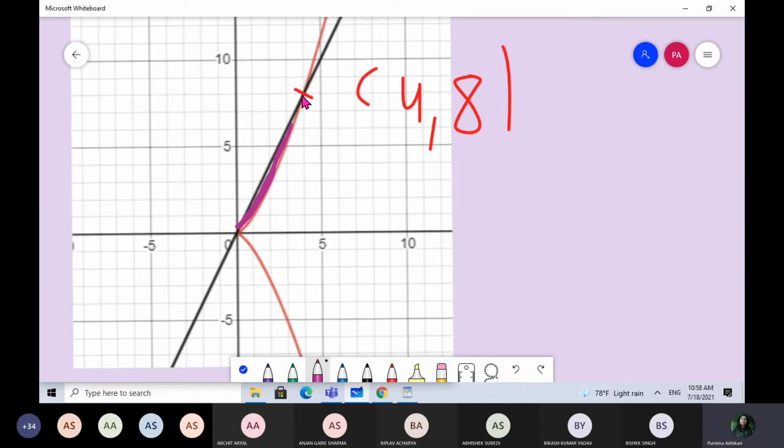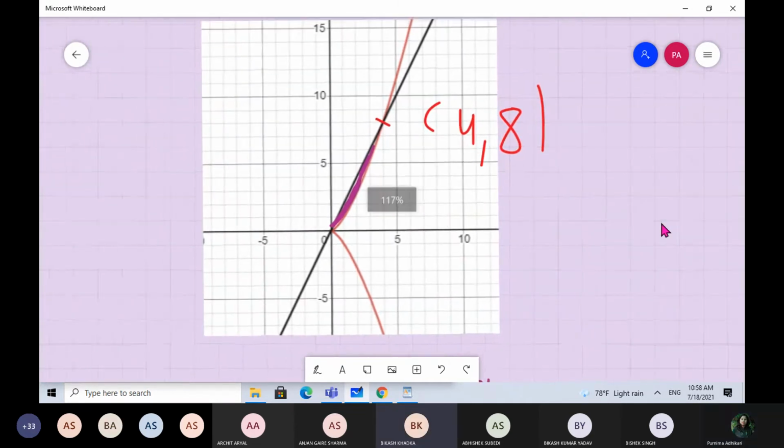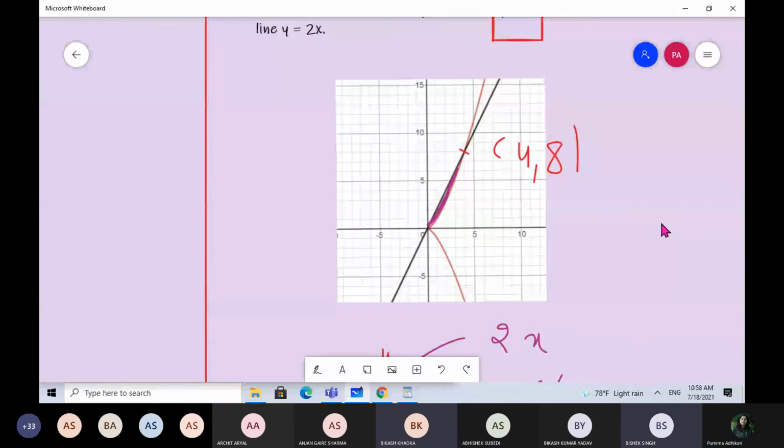The dimensions are also clearly visible. Come on, quickly tell me how to find out this area. You all know already. Area of the line between 0 and 4 minus area of the curve.